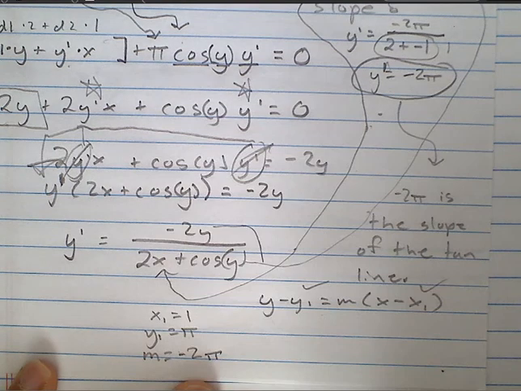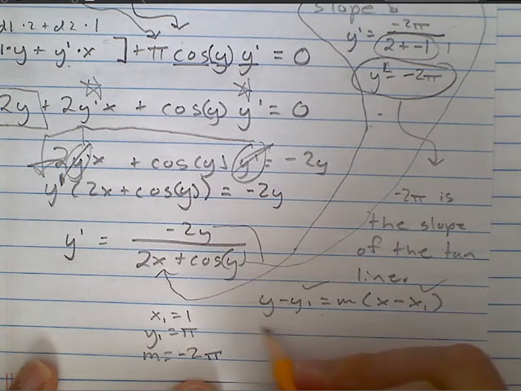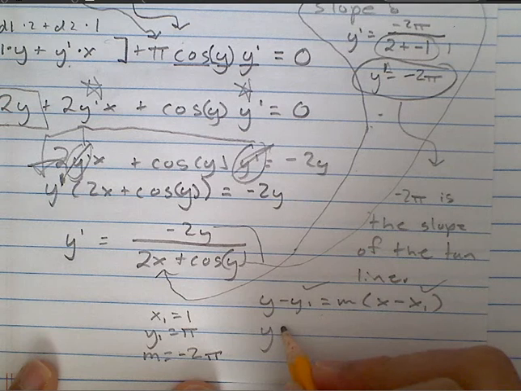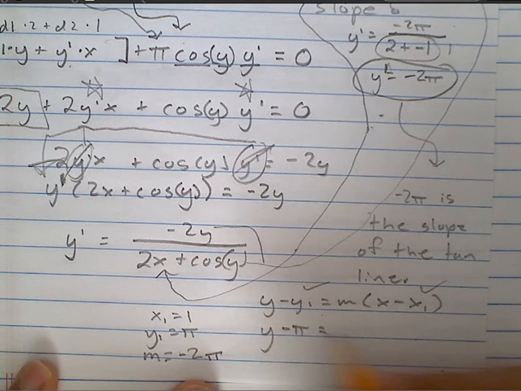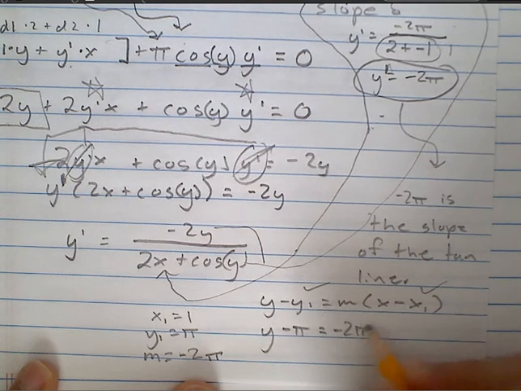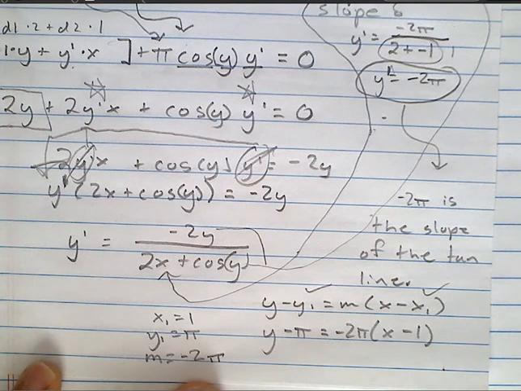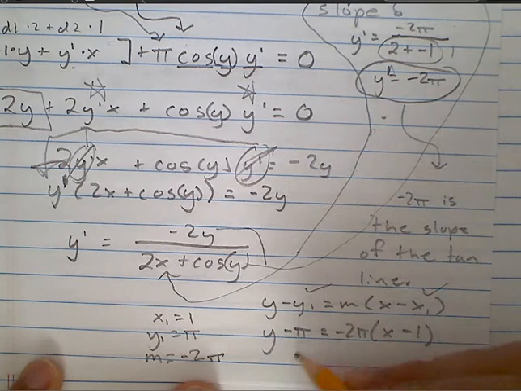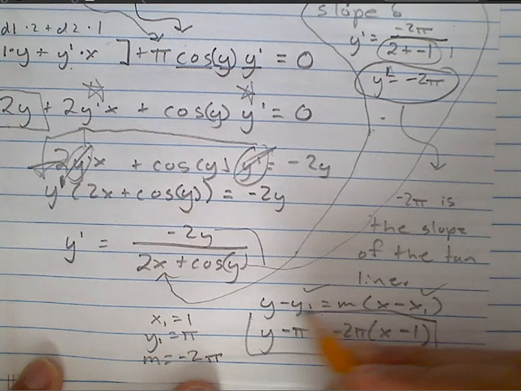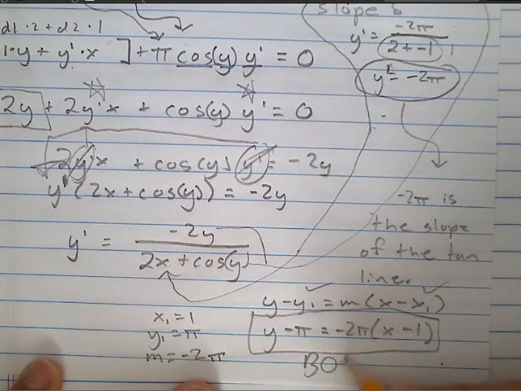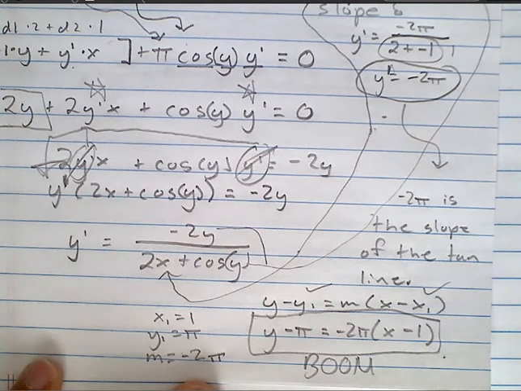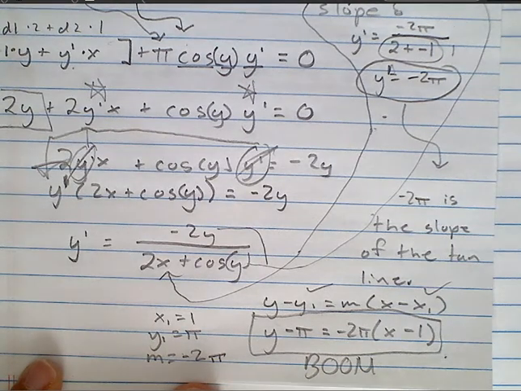Okay? Alright, so inputting all those three things, you get y minus pi equals slope negative 2 pi times x minus 1. And now, that definitely deserves a boom. No, you don't have to get y by itself. We don't do that. Okay? There we go. Alright, that's it for number 1. Let's move on to number 2.